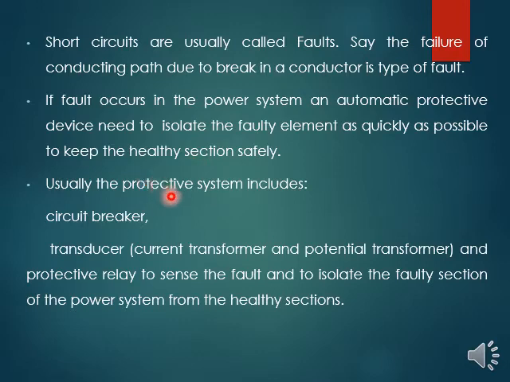Usually, the protective system includes the circuit breaker, protective relays, fuses, instrument transformers such as current transformer and potential transformer, and a DC supply system also. The relay is to sense the fault and to isolate the faulty section of the power system from the healthy section.